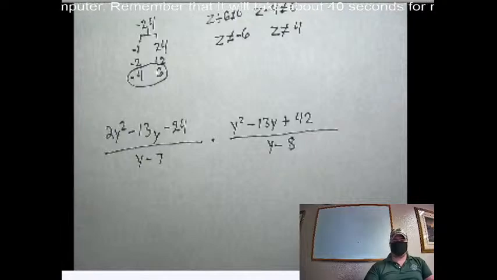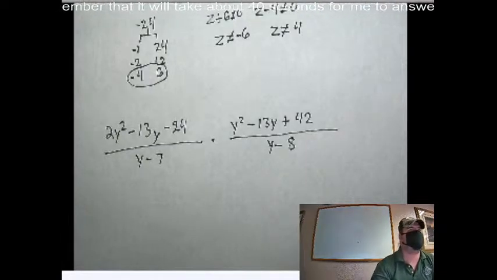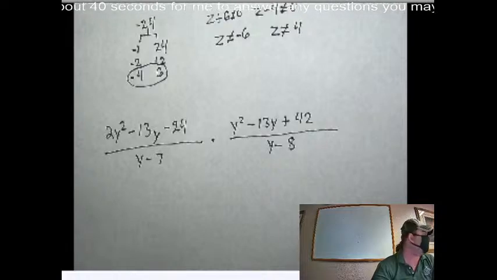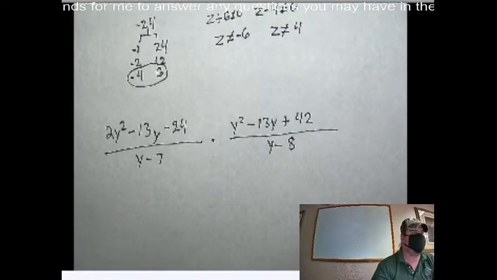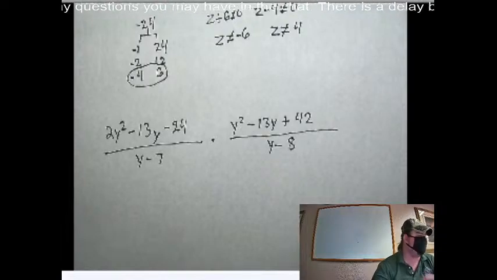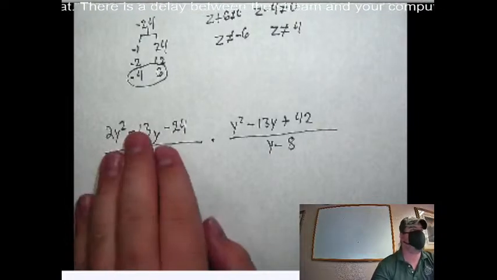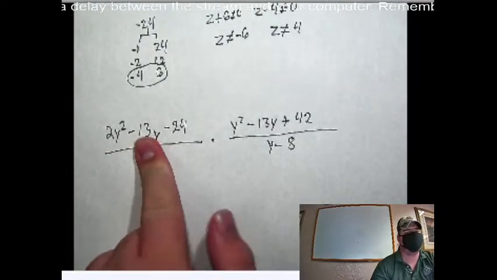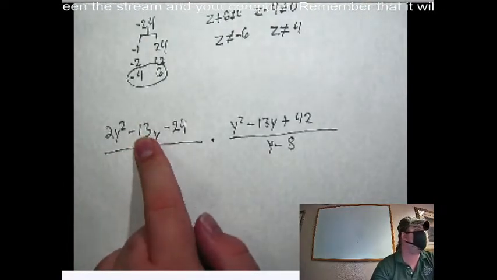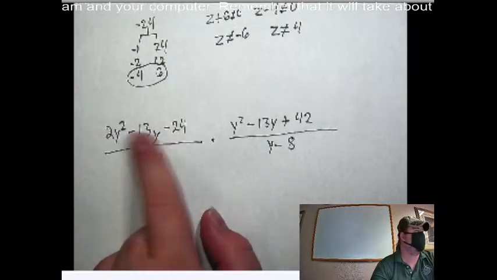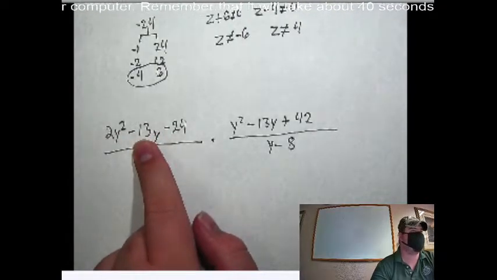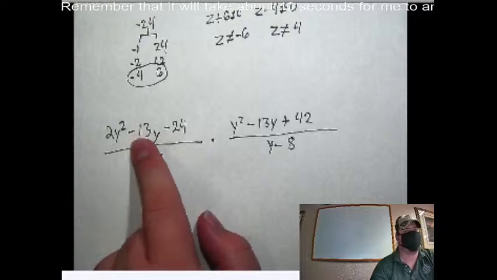Same thing. We want to factor this, see if we can reduce things, multiply, and tell what our excluded values are. Okay? So let's see what we get. Let's factor this one. Now, is my leading coefficient positive 1 on this one? No. So can I use the shortcut on this? No. We got to go through that box method.